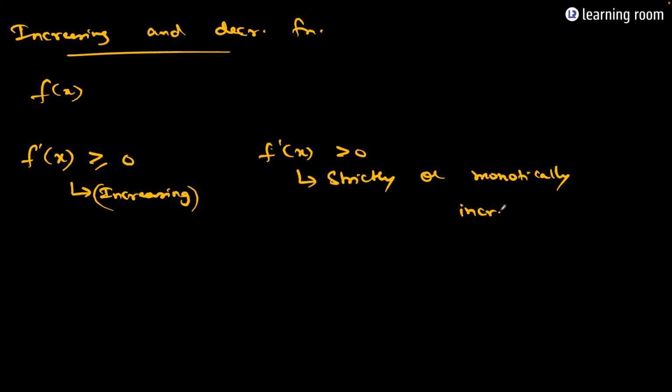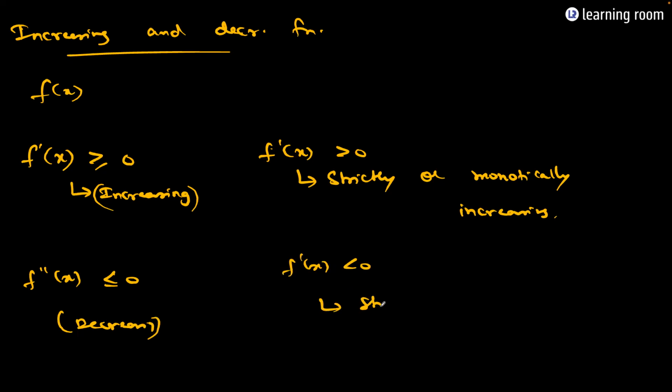Monotonically increasing. If they use this word, then you need to use the word greater than 0. So if f dash of x is less than or equal to 0, you use it for decreasing. And if f dash of x is strictly less than 0, use it for strictly or monotonically decreasing. Right? So I hope this point is clear.